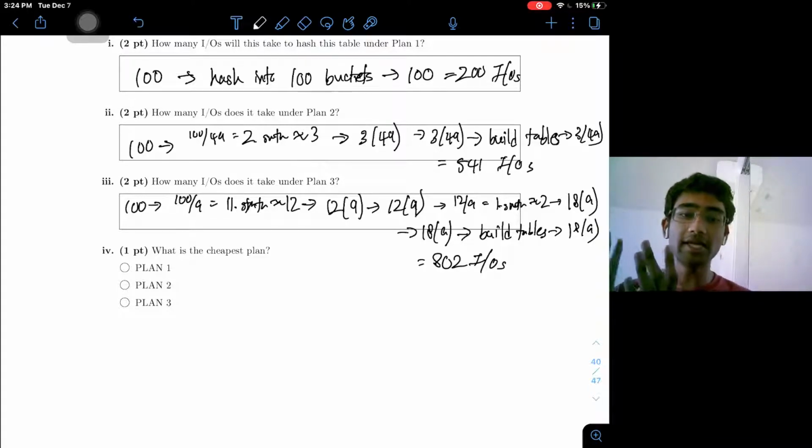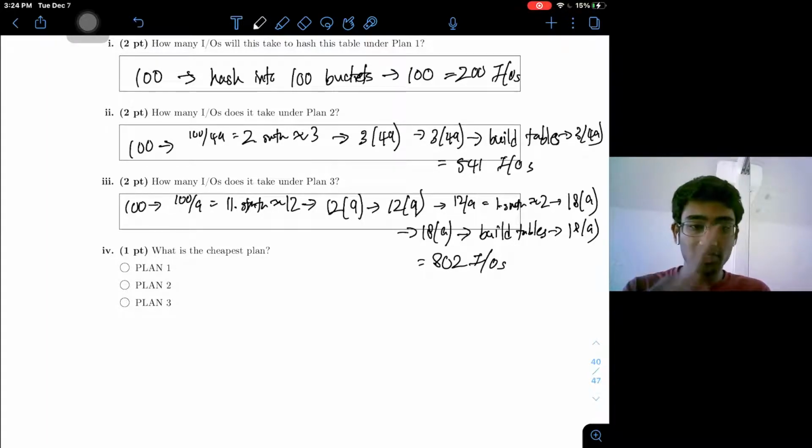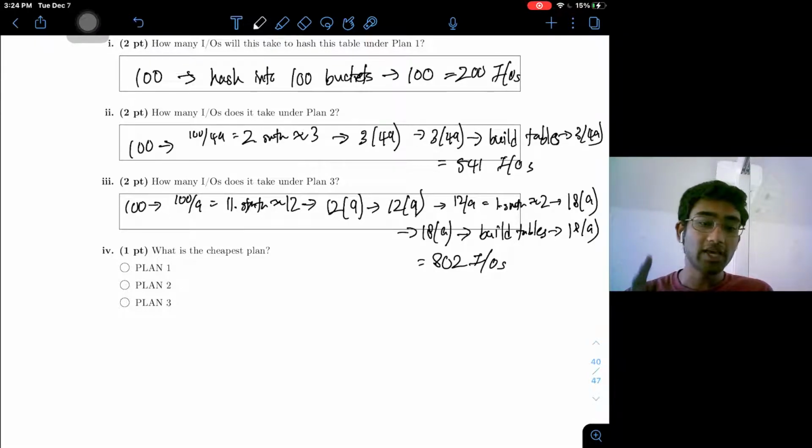But really what that 18 times 9 represents is that those original 9 partitions got split into 9 partitions themselves. So now you have 81 partitions, and those are each size 2. And so ultimately, we have 81 partitions that are each size 2 pages, and then we build the hash tables from that. So we end up having 81 hash tables.